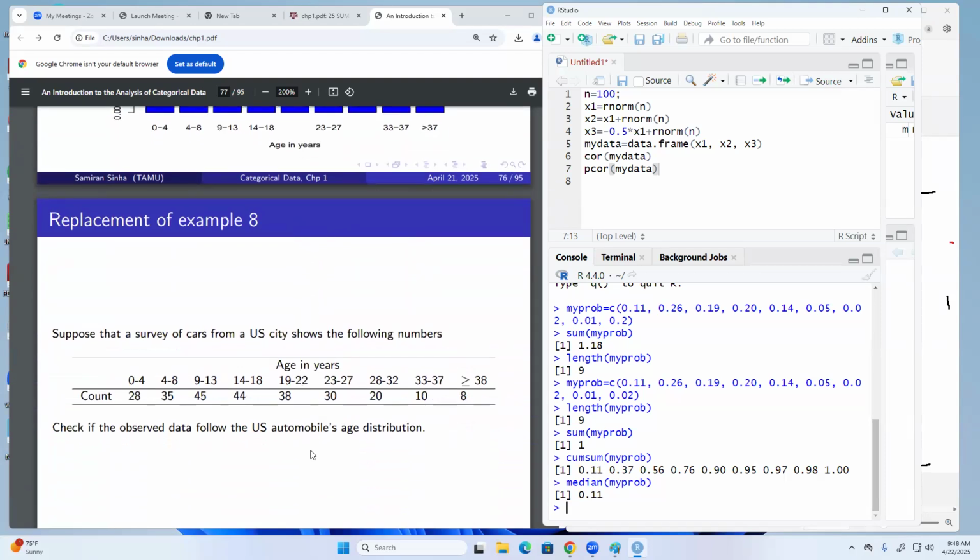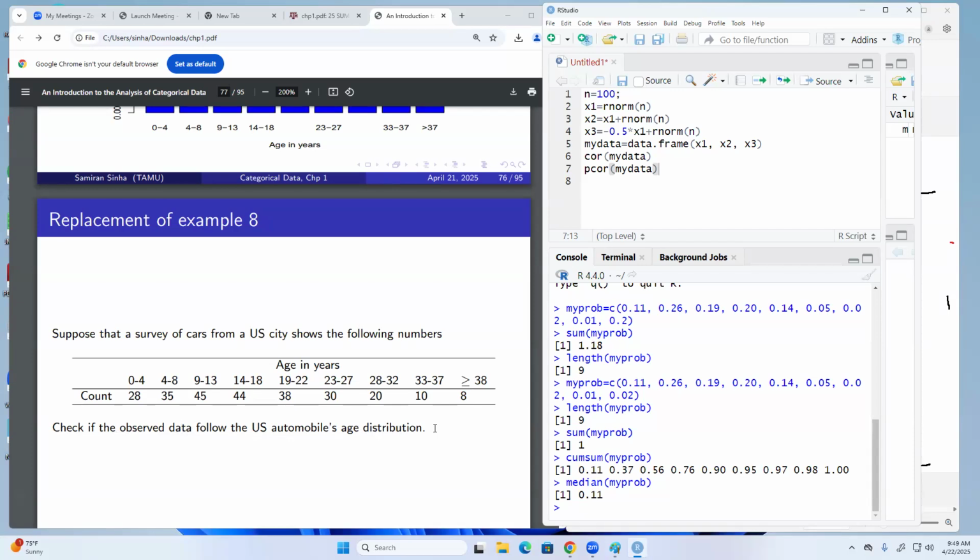Now let us talk about the application of the multinomial distribution, or the goodness of fit test. Suppose that a survey of cars from a US city shows the following numbers. From a US city, we found that we have these many cars, and the age of the cars are like this. Between 0 to 4 years, we have 28 cars. Between 4 to 8 years, we have 35 cars, so on and so forth. Test if the observed data follow the US automobiles age distribution.